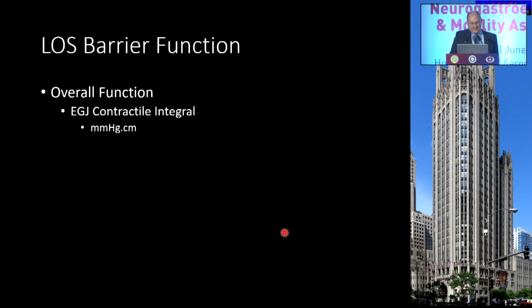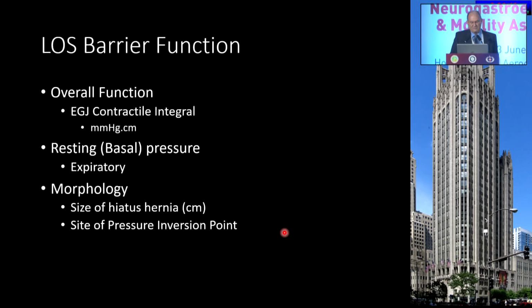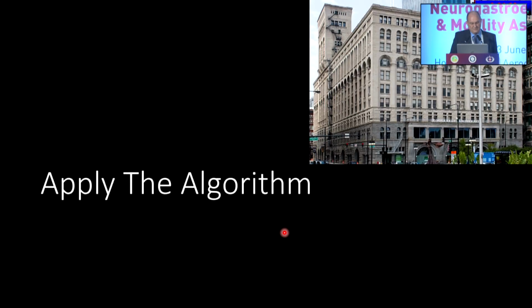If we look at our LOS barrier function, this is in the protocol, but not in the algorithm. Here we have metrics that measure the overall function, so the EGJ contractile integral, the resting pressure, and the morphology, so the size of the hernia and the site of the pressure inversion point.